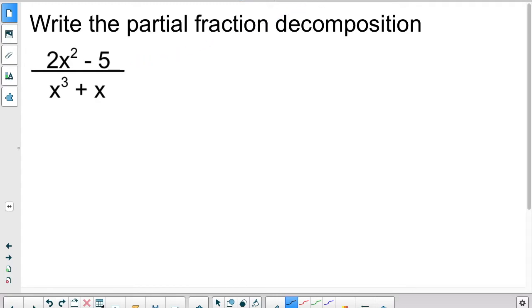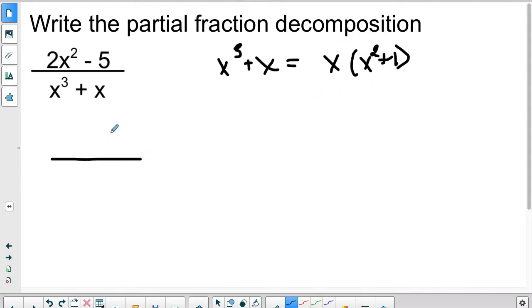Now what we can do next is factor the denominator, x cubed plus x. Well, x cubed plus x has a greatest common factor of x, so we can factor it out, which gives us x times (x squared plus 1). Now x squared plus 1 does not factor; that is as far as it goes. And we've got that completely factored now. So the numerator is still going to be 2x squared minus 5, and the denominator is going to be x times (x squared plus 1).